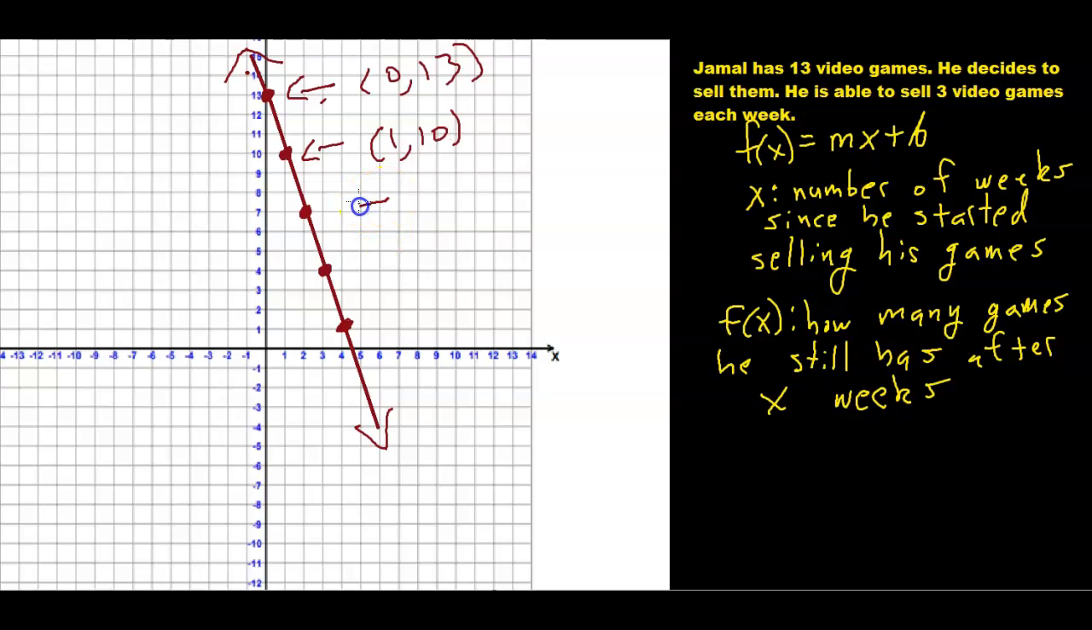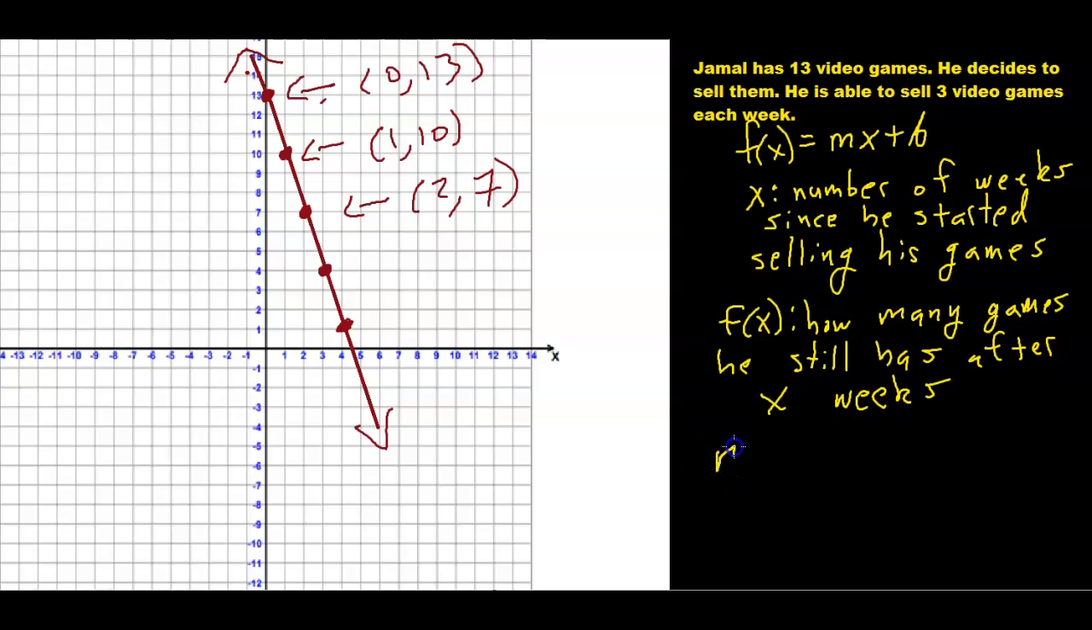And same thing, let's look at one more point. That's (2, 7), right? So after 2 weeks, he would have been able to sell 6 games, right? So it should make sense that the f of x value is his initial value minus 6, right? 13 minus 6 equals 7. So after 2 weeks of selling 3 video games per week, he has 7 video games left at that point, right?